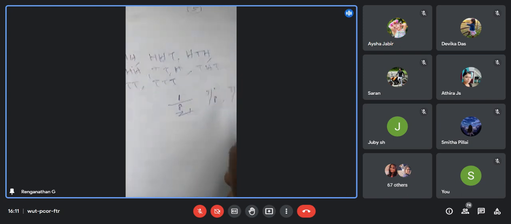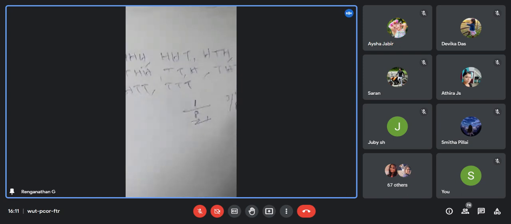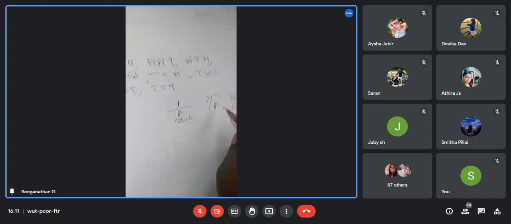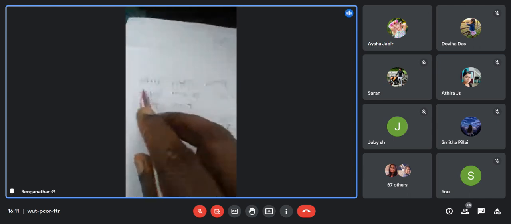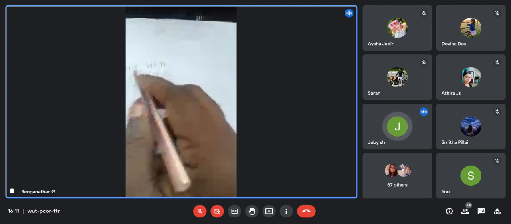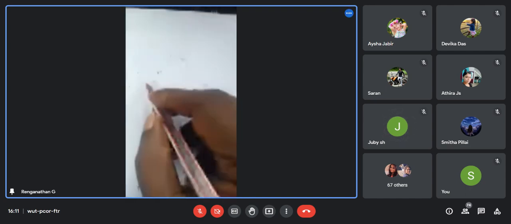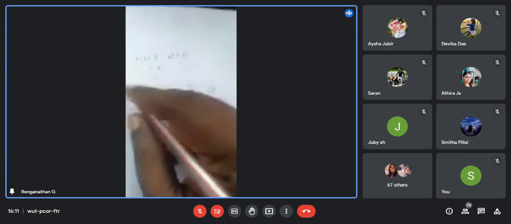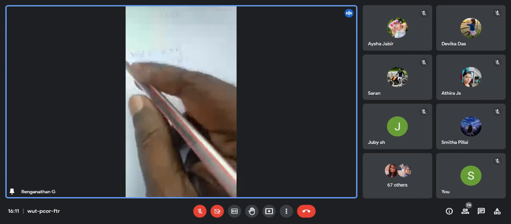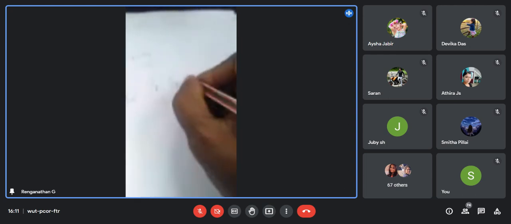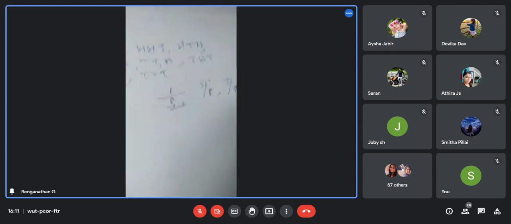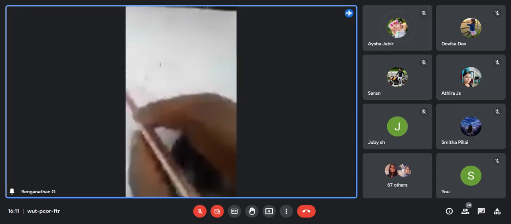All right. Then what is the fourth question? At least one head. There should be at least one head. In 1, 2, 3, 4, 5, 6, 7 cases, we can find at least one head, isn't it? There is at least one head in 7 cases. So it is 7/8. Okay. Then what's the next one? At least two heads.